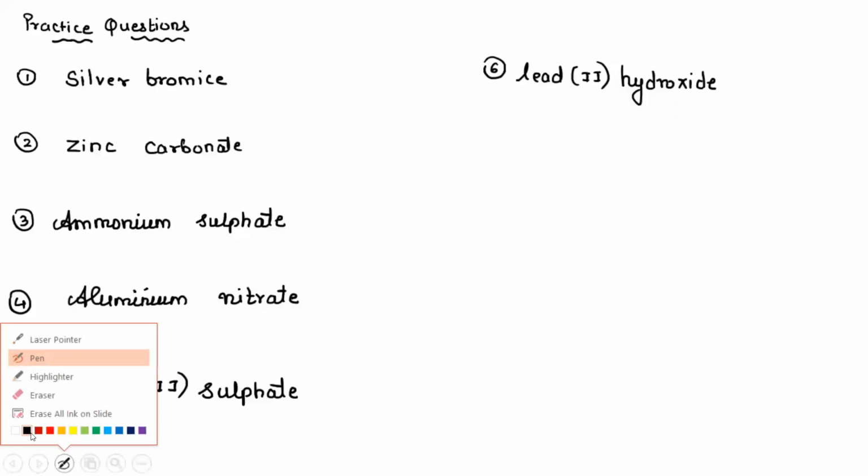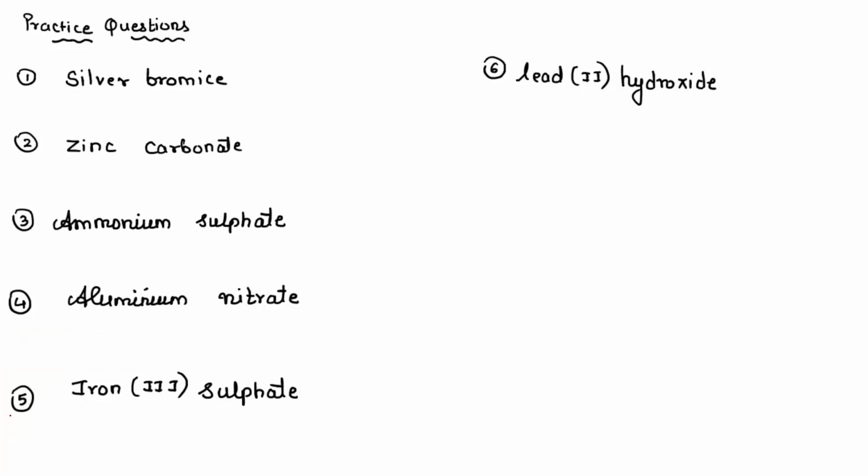Okay, so the first one, Amima has already answered. Silver is Ag. Bromide, sorry, there was a spelling mistake. Bromide is Br, it is Bide. Silver is +1, which you will get from the valency chart, and bromine is in group 17 of the periodic table, so that is -1. Crisscross, it will be AgBr.